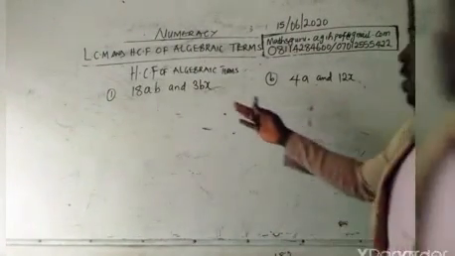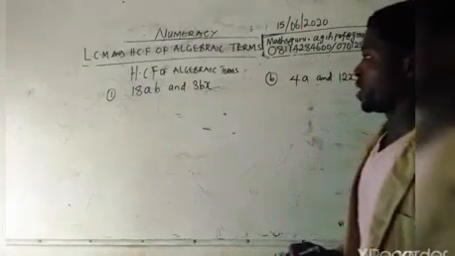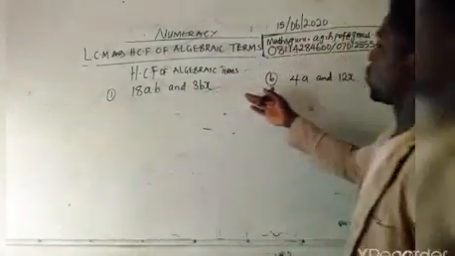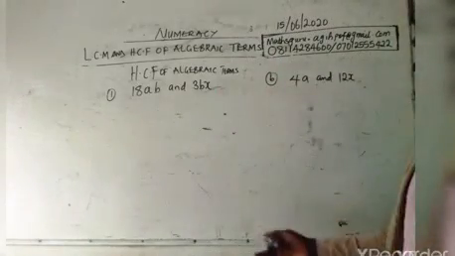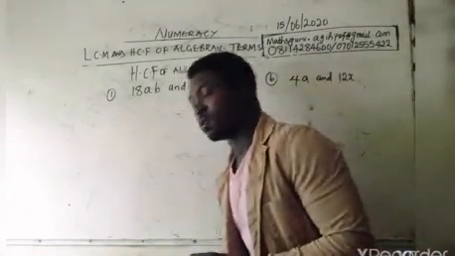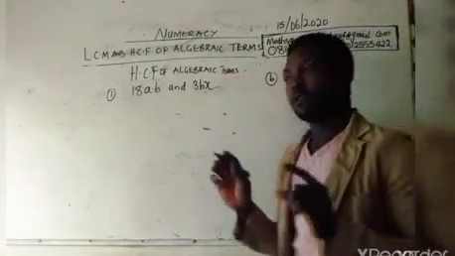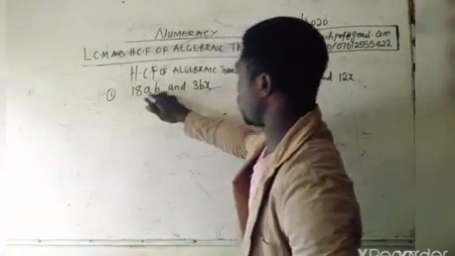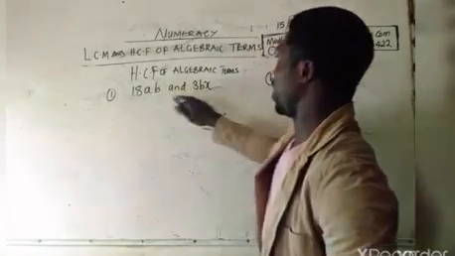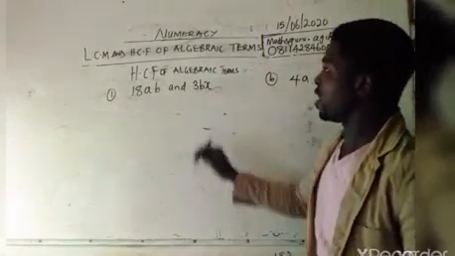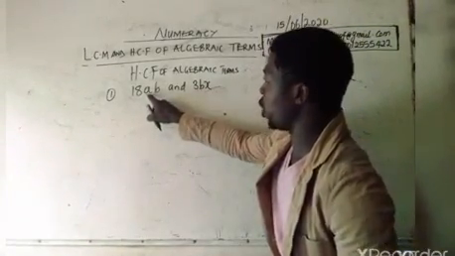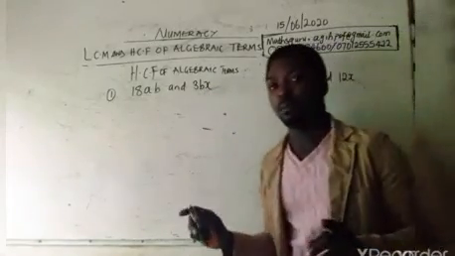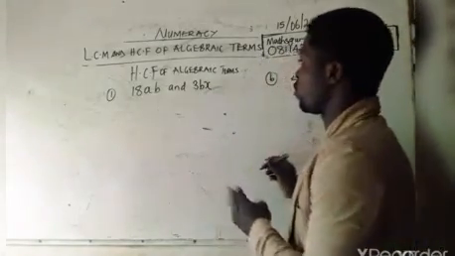Alright, now we talk about HCF of algebraic terms. Just like we did with LCM, we are going to do something of that nature with HCF. But remember, HCF stands for highest common factor. So, we are going to look for the highest common factor of 18AB and 3BX. That is the number that can go into 18AB without remainder and can also go into 3BX without remainder. So that is what we are going to look for now.